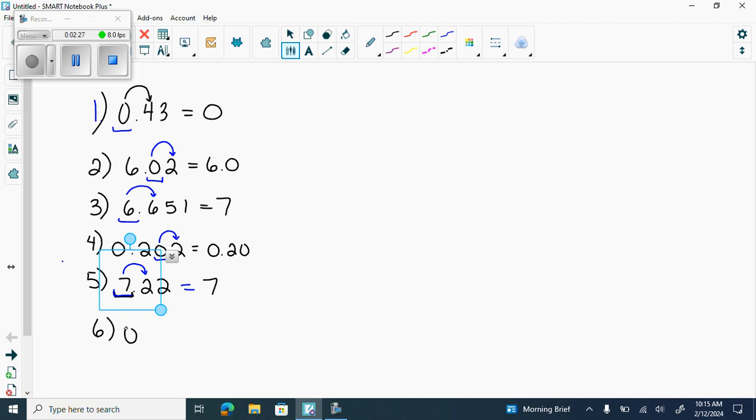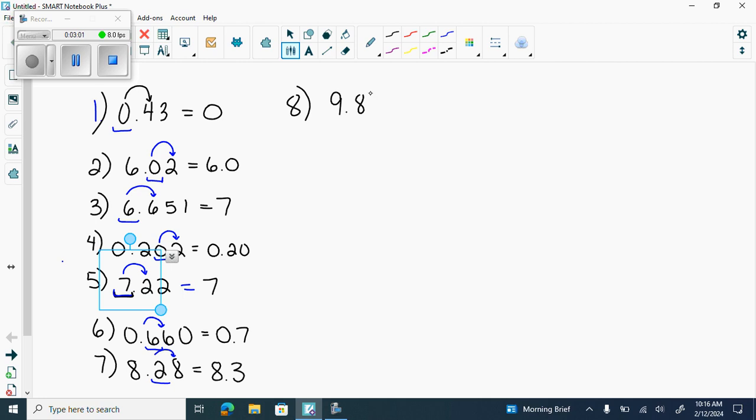6, 0.660. Says tenth, so 1 decimal place. Look to the right, is it 5 or higher? Yes, so the 6 becomes a 7 and the rest goes away. 7, 8.28. Tenth is the first decimal place. Look one to the right, is that 5 or higher? Yes, so the 2 becomes a 3 and the rest goes away. 8, 9.87. Whole number. So I look here. Is the 8 5 or higher? Yes, so the 9 becomes a 10.